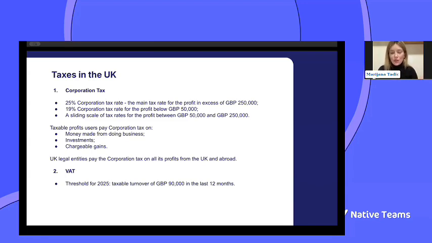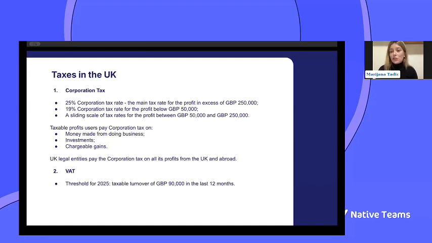So as you can see on this slide, money made from doing business, investments, and also chargeable gains. But UK legal entities pay corporation tax on all profits, no matter if the profit is earned in the territory of the UK or globally.